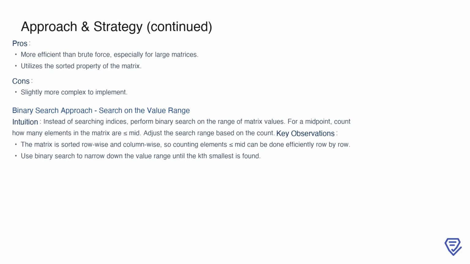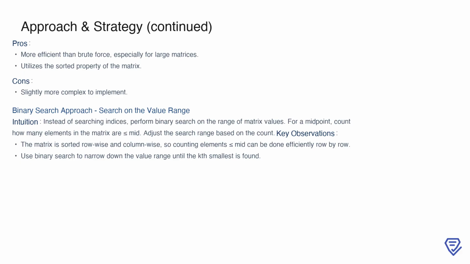and valid neighbors. Another highly efficient strategy we can consider is the binary search approach, which operates directly on the value range of the matrix rather than the indices. The main insight here is that we can count the number of elements in the matrix that are less than or equal to a given value, mid, by leveraging the sorted property row by row. Using this count, we can adjust our search range dynamically. This method narrows down the value range until the kth smallest element is identified.